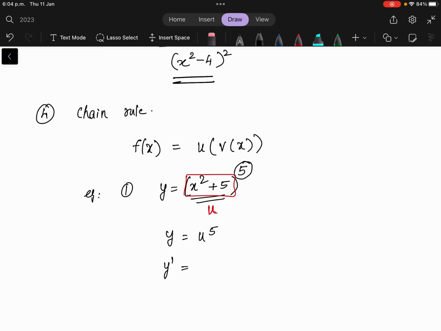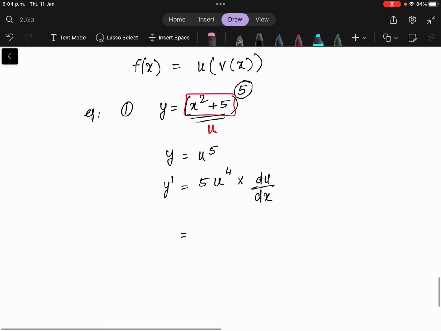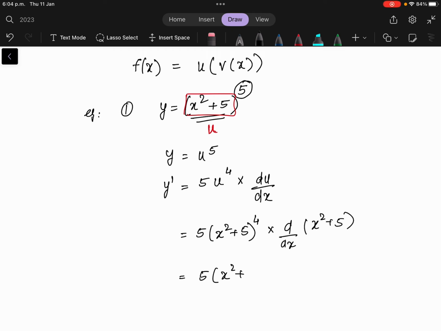Now you differentiate this. u to the power of 5 is 5u to the power of 4. Since it's not x which we are differentiating, you have to do du by dx. I'm just subbing in the value: u is x square plus 5, so 5 times (x square plus 5) to the power of 4 times d by dx of x square plus 5. And d by dx of x square plus 5 is 2x.